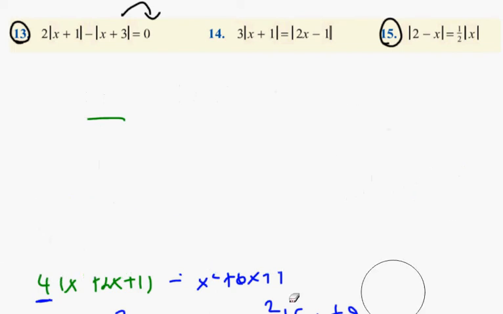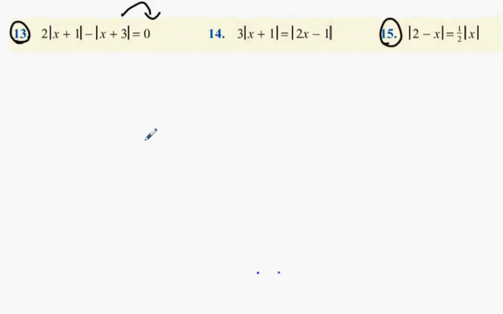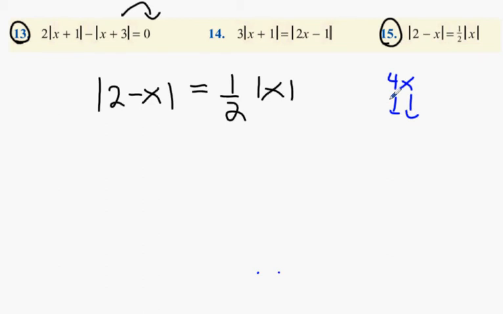Any ideas for number 15? Any ideas for 15? 2 minus x equals a half x. Now remember what we said earlier? If you square 4x, what happens when you square it? It's 4 by 4, which is x by x, which is? This is exactly the same deal. Square 2 minus x. Get 2 minus x to be squared, otherwise known as 2 minus x multiplied by 2 minus x.